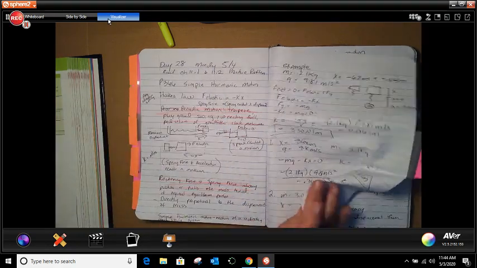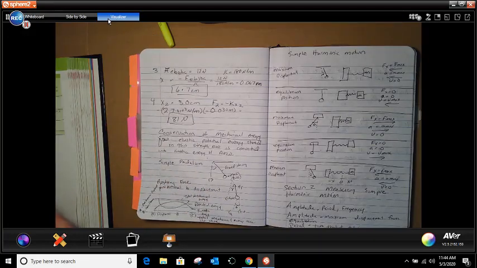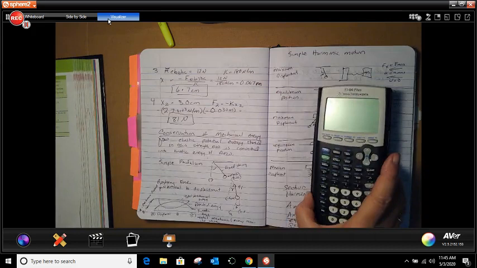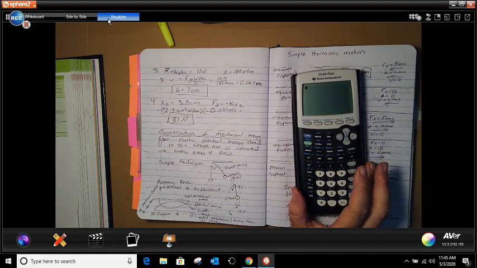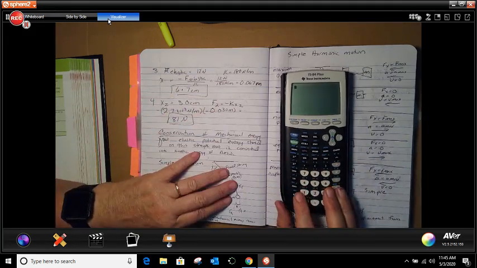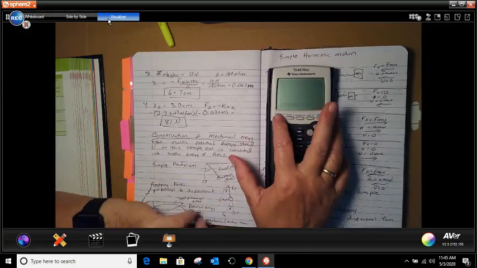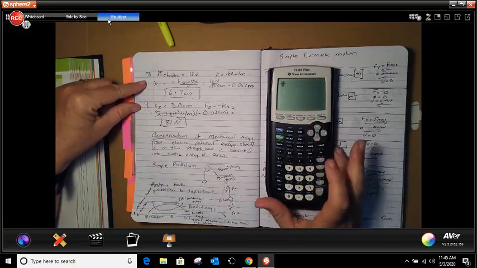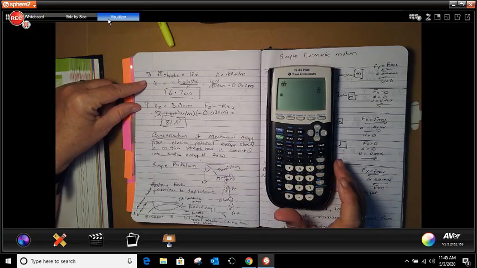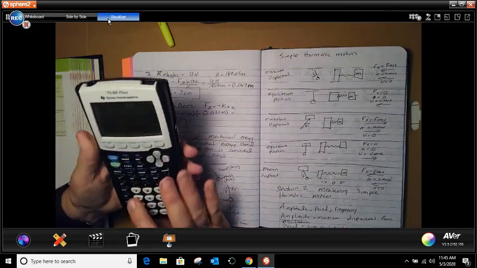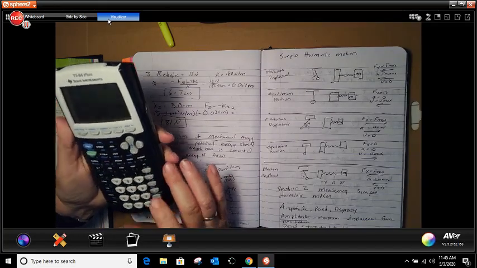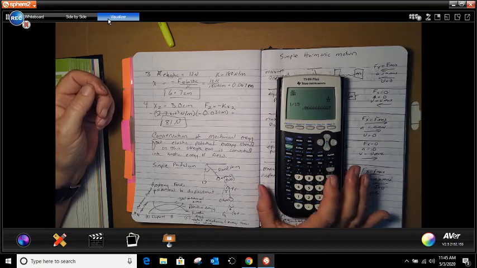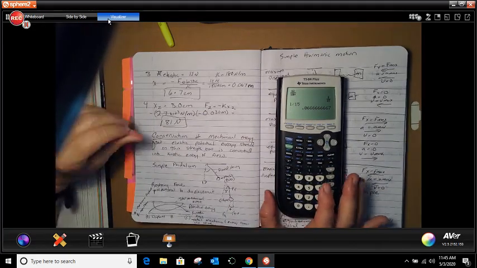Then the third problem asks: a child exerts a 12 newton force shooting a rubber band across the room. If the rubber band has a spring constant of 180 newtons per meter, what is the rubber band displacement? We're going to do 12 divided by 180, and that gives us 0.0666, which we rounded up to 0.67. Sorry, I didn't know you couldn't see the calculator.